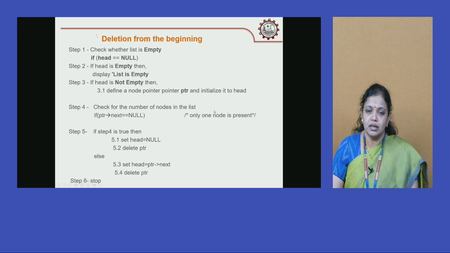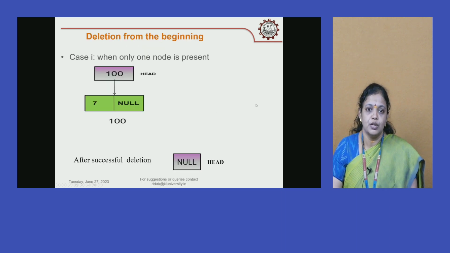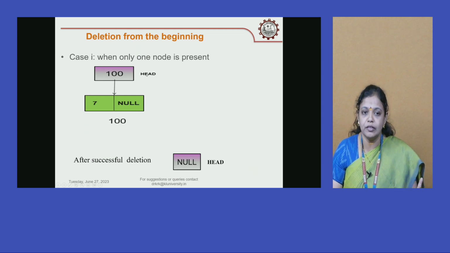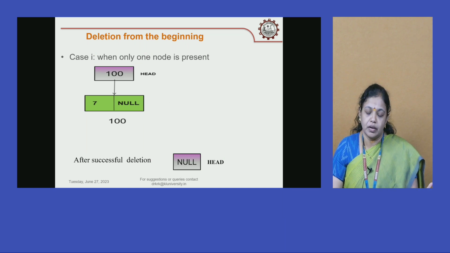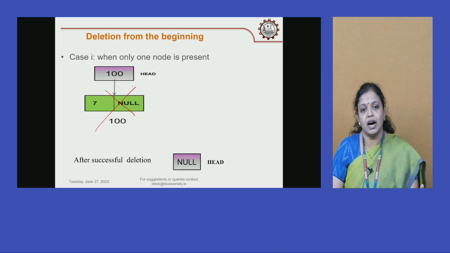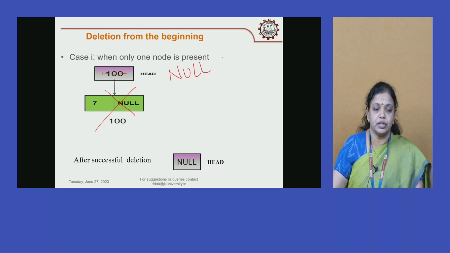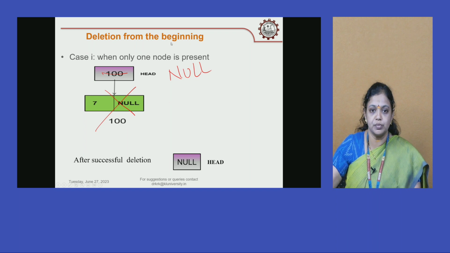Now see, this is one case. Case 1: how many nodes are available? Only one node, 7. Now if I delete this 7, are there any nodes available? No nodes available. So what should happen to head? Head should become null. That is my first case.